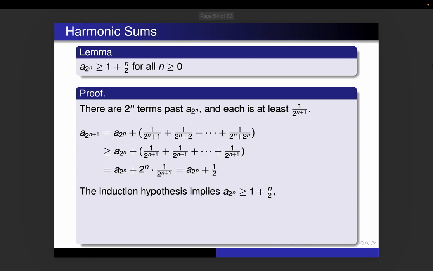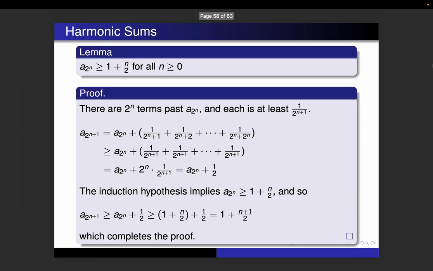Now we can use our induction hypothesis, which implies that a sub 2 to the n is at least 1 plus n over 2. So that tells us that a sub 2 to the n plus 1 is greater than or equal to a sub 2 to the n plus 1/2, which is greater than or equal to 1 plus n over 2 plus 1/2. And if we combine those last two terms, that gives us 1 plus n plus 1 over 2, which is exactly what we were trying to prove. That completes the proof.